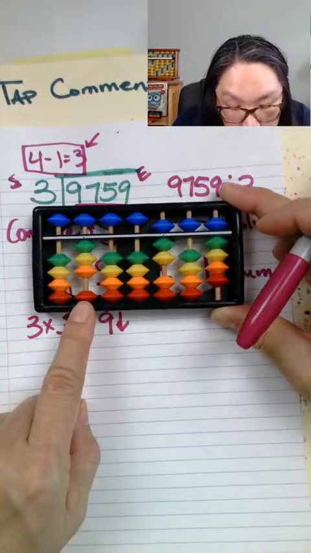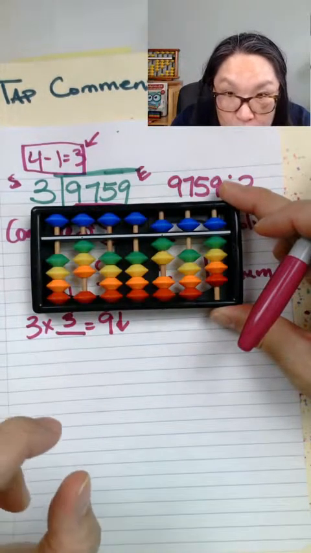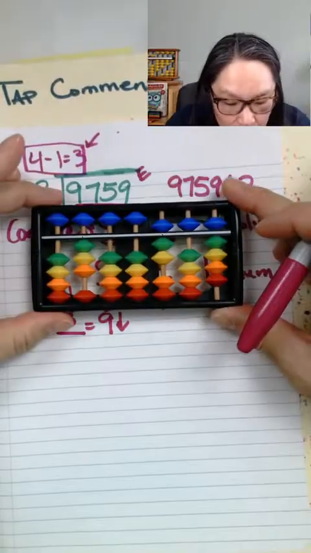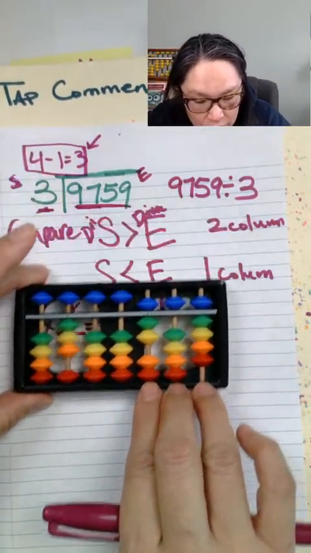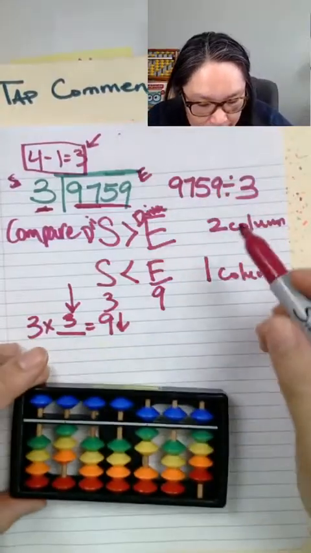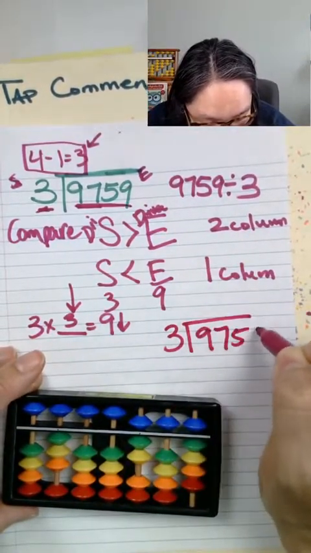Now we're going to do it again. I'm going to take my finger off and we're going to reassess. We have to compare. Why? Because I have some dividends left over. Oh, I should not have done that. Okay, so let me redo it. 3, 9, 7, 5, 9.